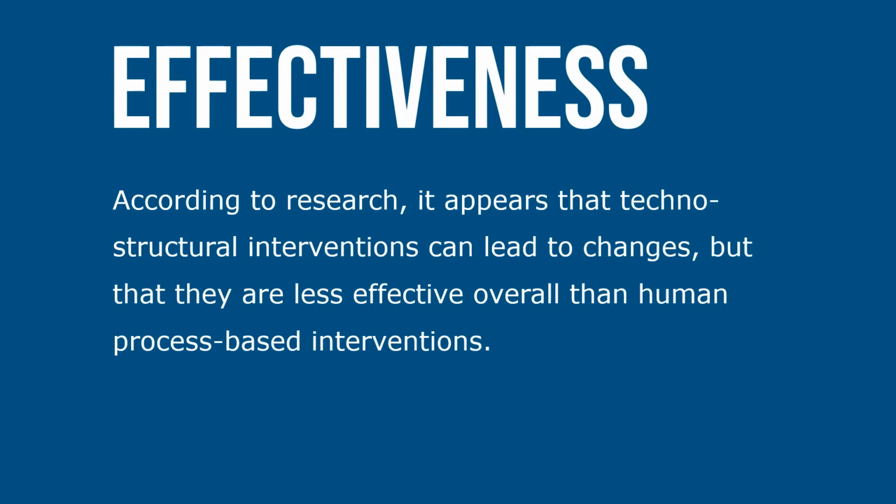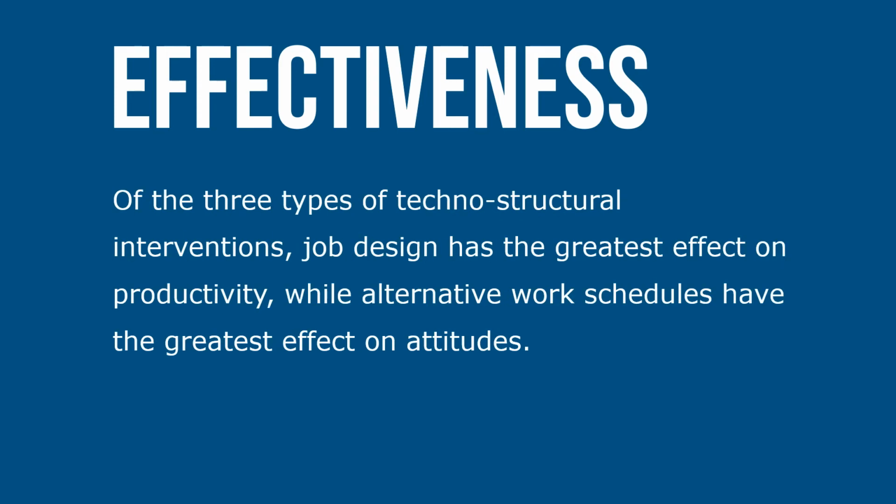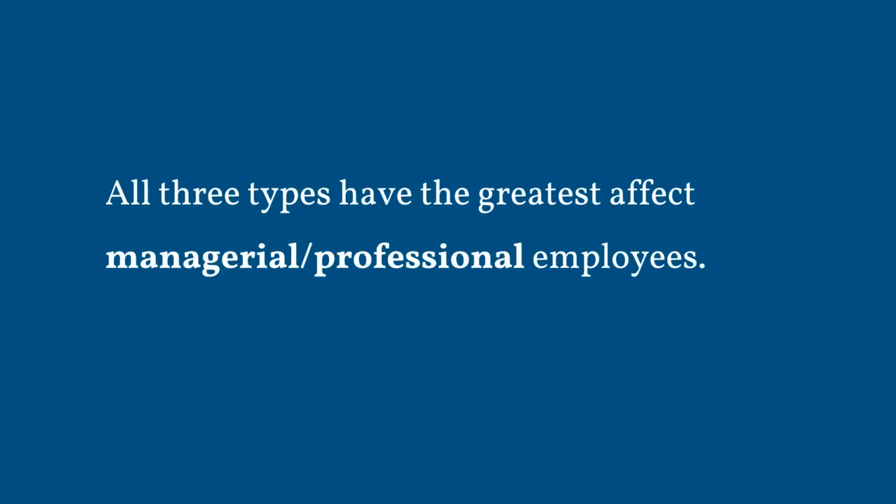According to research, it appears that technostructural interventions can lead to changes, but that they're less effective overall than human process-based interventions. Of the three types of technostructural interventions, job design has the greatest effect on productivity, while alternative work schedules has the greatest effect on attitude. All three types have the greatest effect on managerial and professional employees.